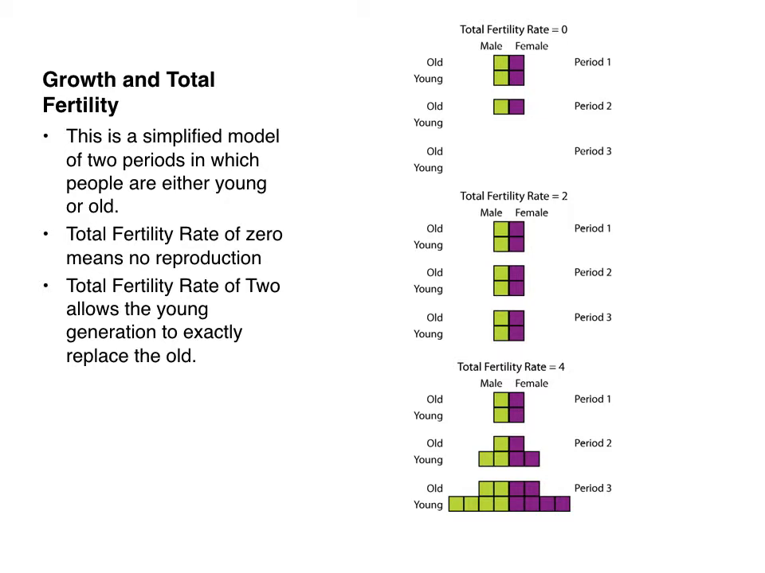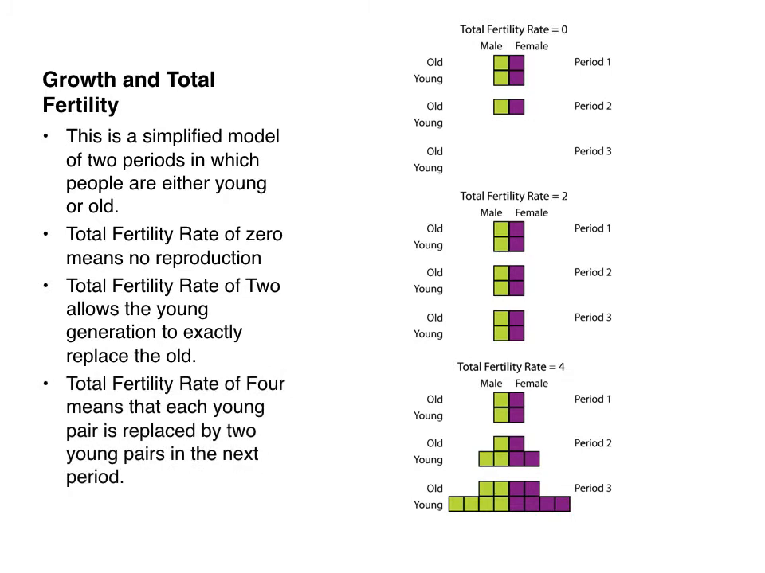So now we have a complete 1-to-1 replacement. So the old become young. The young reproduce themselves, become old, reproduce themselves, become old and young, and so there's an exact matching. The young generation exactly replaces itself before turning old. There are 2 new young people to replace 2 people who are old.